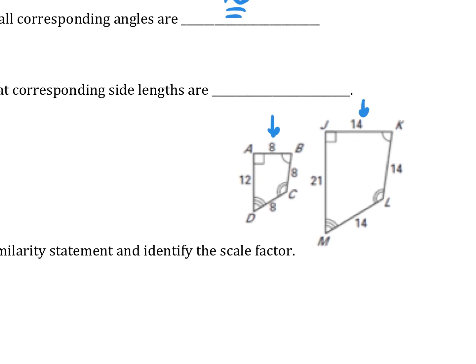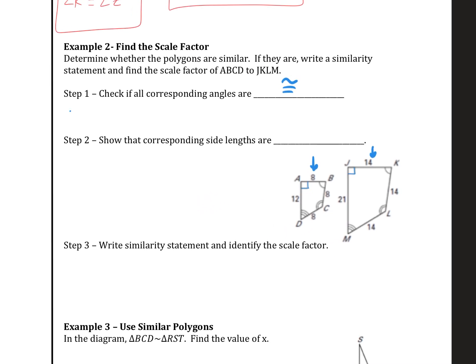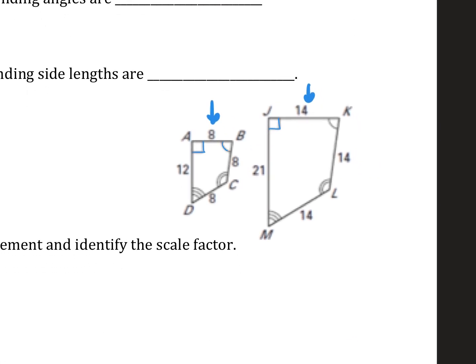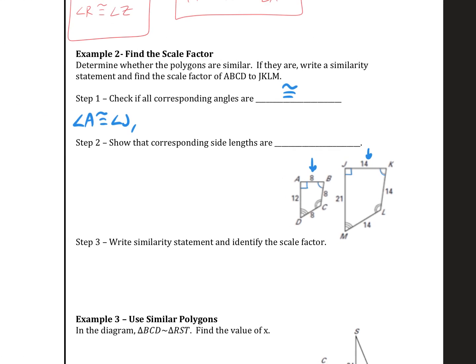If we look closely here, angle A is a right angle and angle J is a right angle, so we can see that angle A is congruent to angle J. And if we go around the shape, we have angle B is a 1 arc and angle K is 1 arc. Remember, if they have the matching number of arcs, they're going to be congruent. So angle B is congruent to angle K.